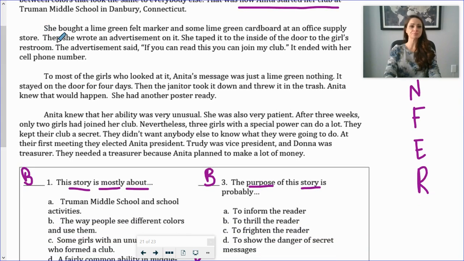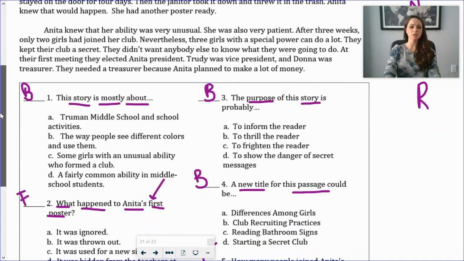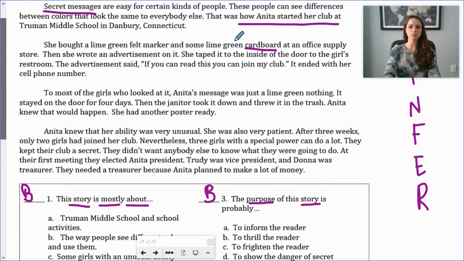Next paragraph. She bought a lime green felt marker and some lime green cardboard at an office supply store. She wrote an advertisement on it. She taped it to the inside of the door of the girls' restroom. I remember so she's basically writing on cardboard. I know that's like her sign. I know I had a question about the first poster, so I'm going to underline that. She wrote an advertisement on the sign.